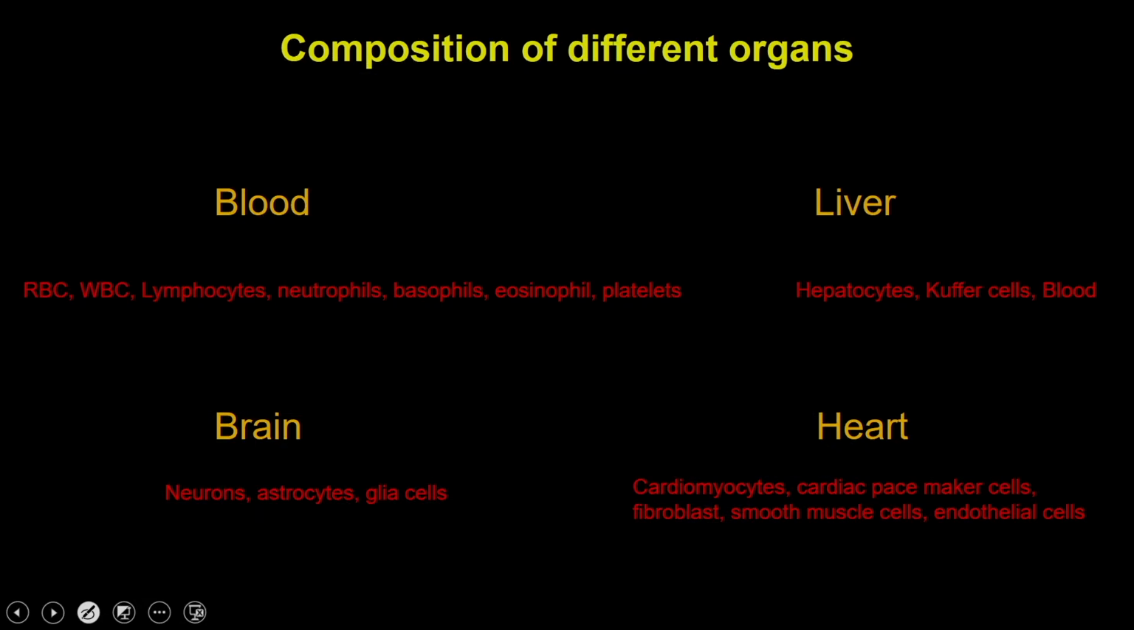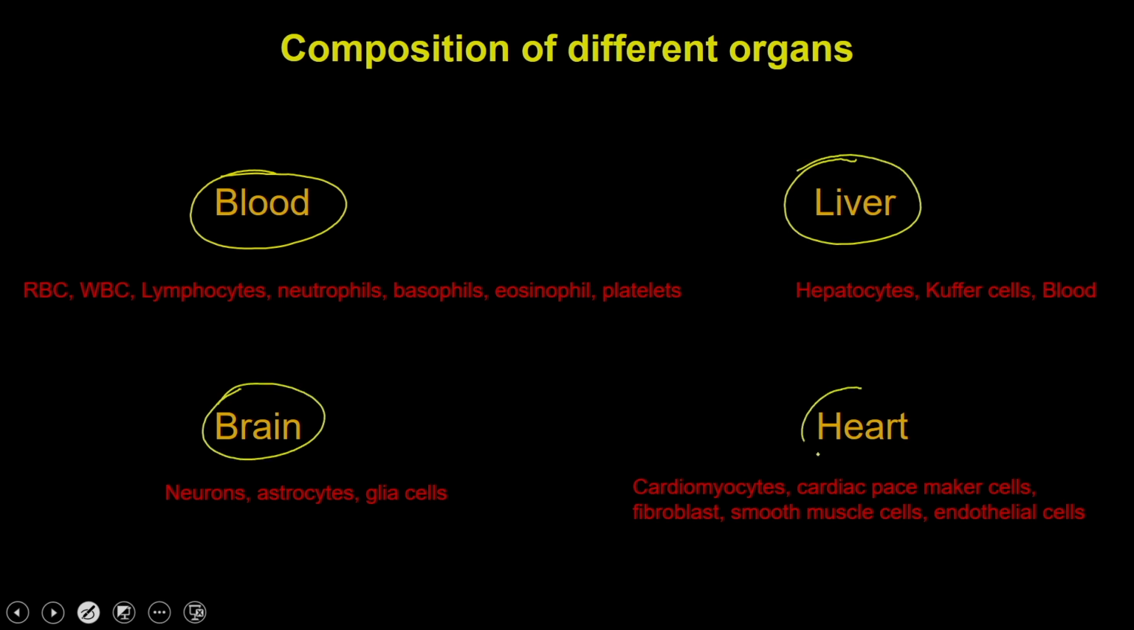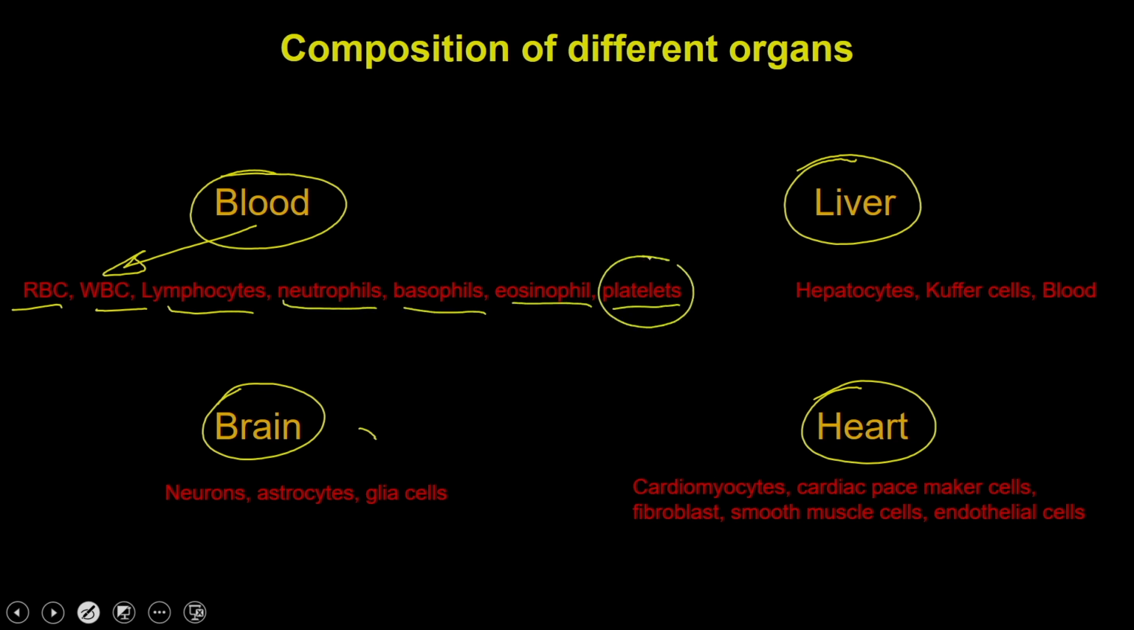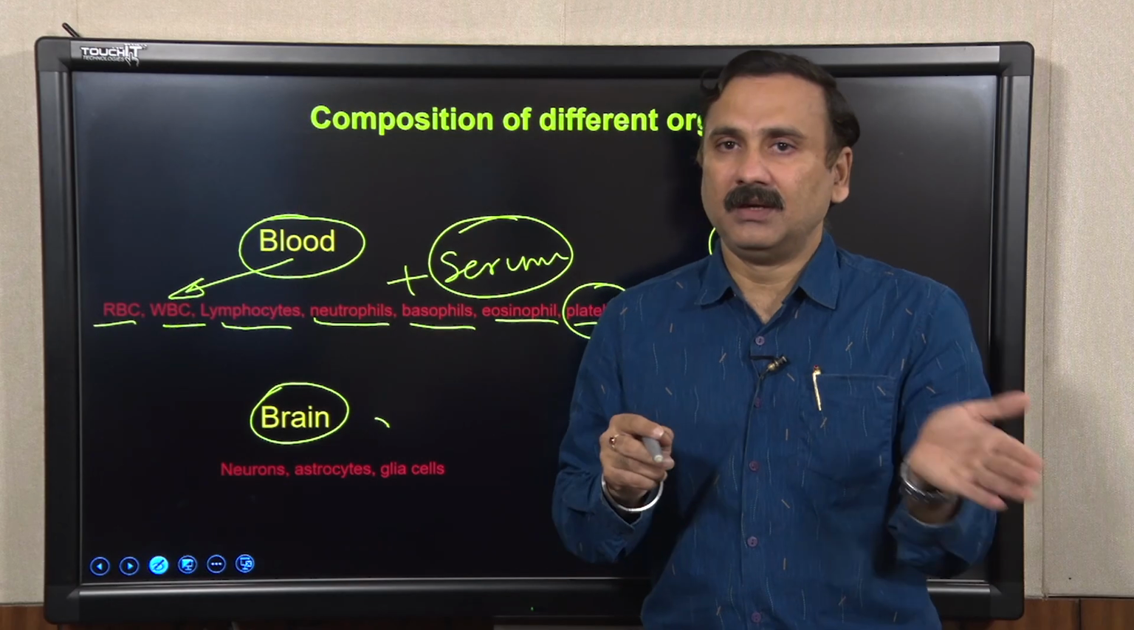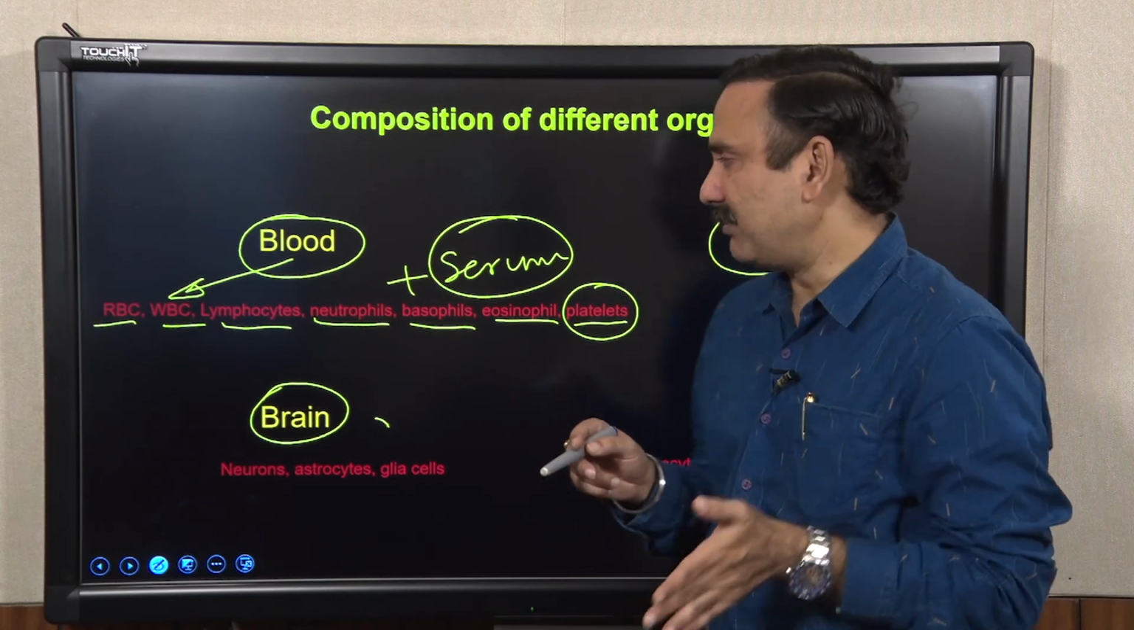As you can see, I have taken an example of some of the tissues present in a human body, whether it is the blood, liver, brain or the heart. And what you can see is, for example, the blood is made up of RBC, WBC. Within the WBC you have the lymphocytes, neutrophils, basophils, eosinophils and the platelets. Apart from that, you also have the serum component. So, that is the acellular component, and we are going to keep it separate.